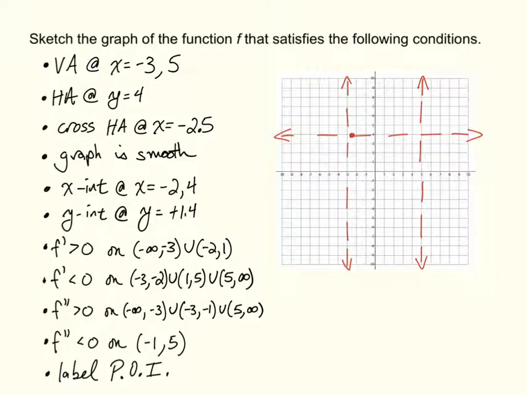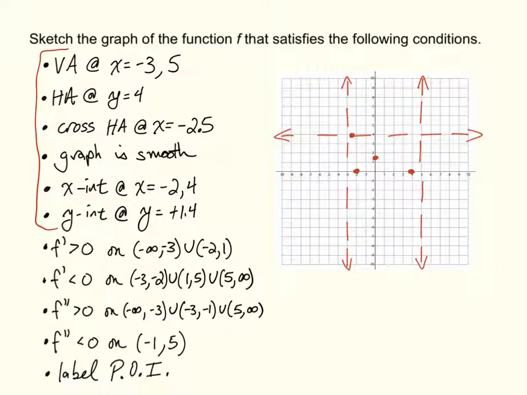The x and y intercepts. So the x-intercept is here at negative 2. There's another x-intercept over here at positive 4. And there's a y-intercept at positive 1.4, which is about right there. So all of this information is over there on the graph in red.